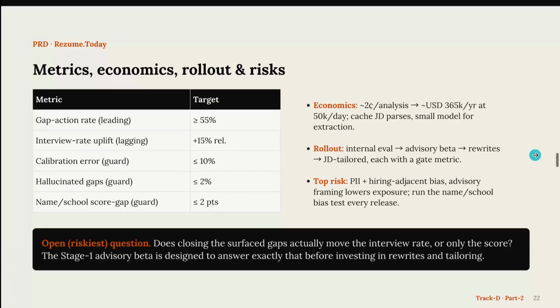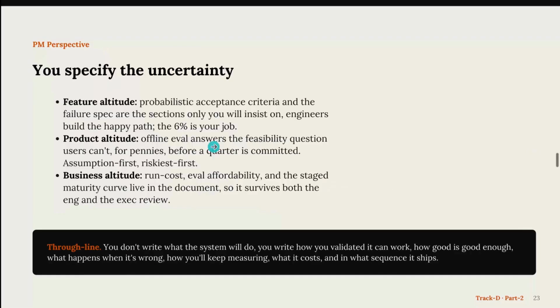We just saw that, okay? Offline eval answers the feasibility question, users can't, and it's for pennies. So that's the product altitude that we need to build. And this is very much the reason that a quarter could go to waste, because we have not evaluated it in the correct way. Also, we need to take the assumptions and evaluate the riskiest first.